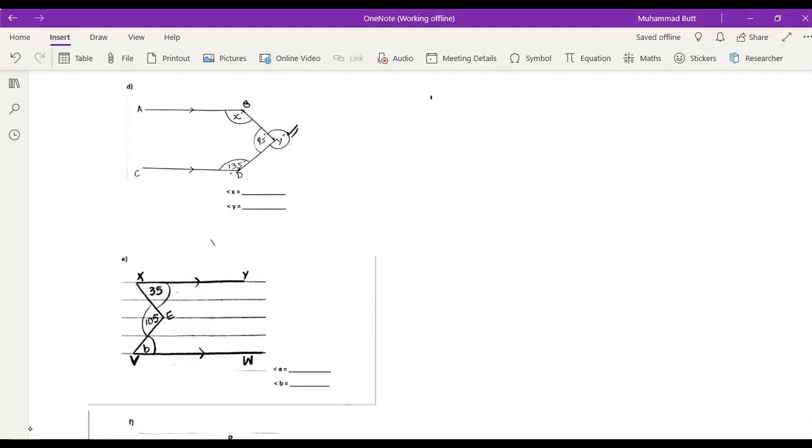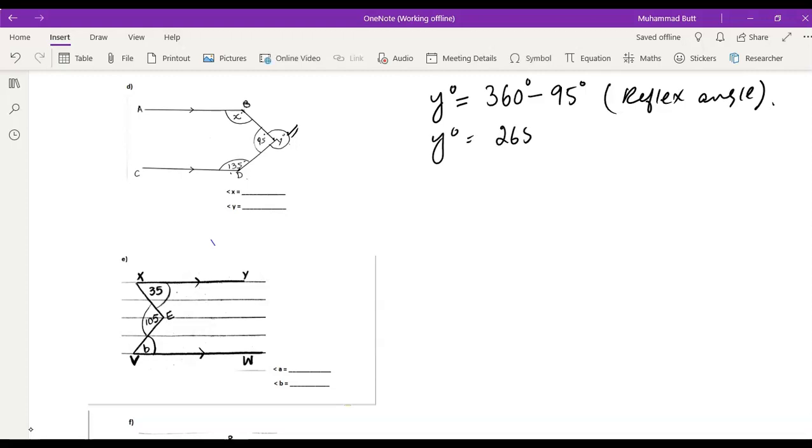It is very easy. Y is the reflex angle of 95, and 95 plus y makes a complete angle, and the sum of the angles 95 and y is 360 degrees. So when we have to find out angle Y, we'll subtract 95 from 360, as this is the reflex angle and it's making a complete circle. So 360 minus 95, the value of Y is 265. So we have found out the value of Y.